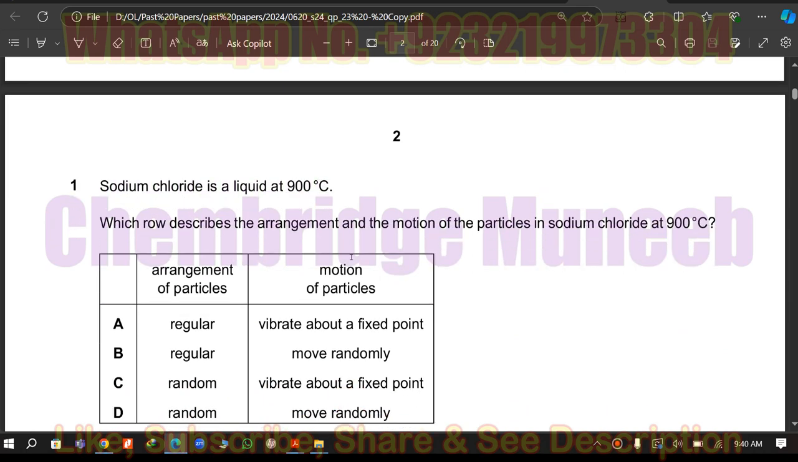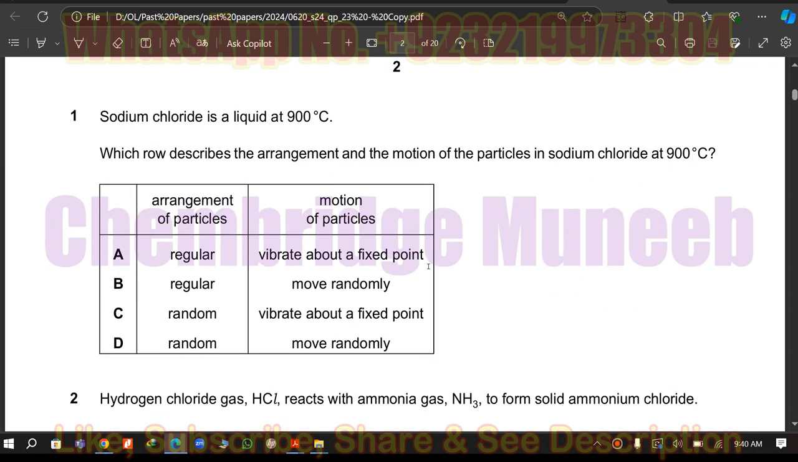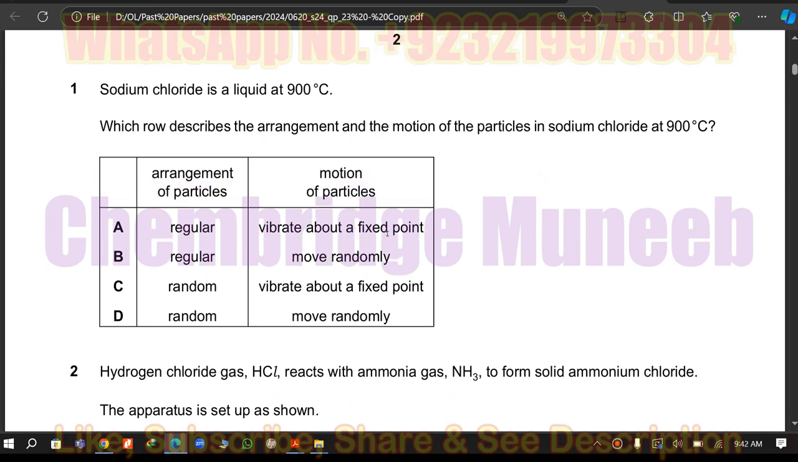The question states, sodium chloride is a liquid at 900 degrees centigrade. Which row describes the arrangement and the motion of the particles in sodium chloride at 900 degrees centigrade? And then we are provided with the table. In this table, we have to match the particles' arrangement and motion with the physical state of the sodium chloride at 900 degrees centigrade.